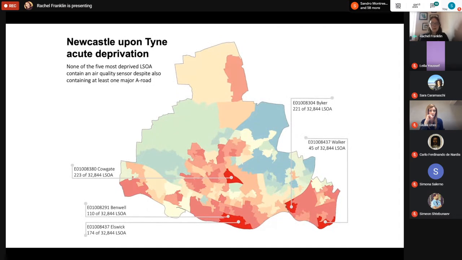Here we show the five most deprived neighborhoods in Newcastle, none of which has a sensor, and all of which possess a major road. That is to say, if you were to make an argument pairing hazards with vulnerability, we would say, well, these neighborhoods probably have both. They have the potential hazards in terms of large roads that produce air pollution, but they also have deprived populations for whom air quality might be very important. So there is some inherent inequality to the way the current network is structured for Newcastle.